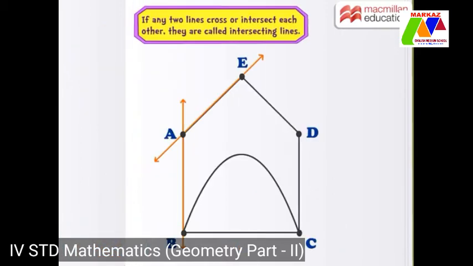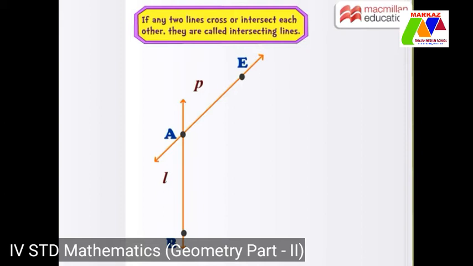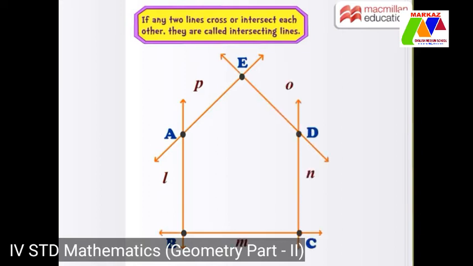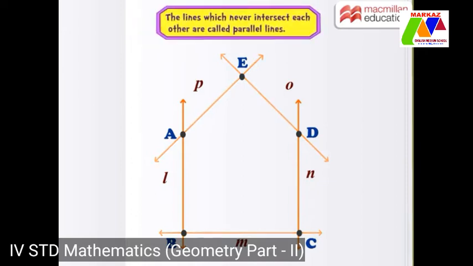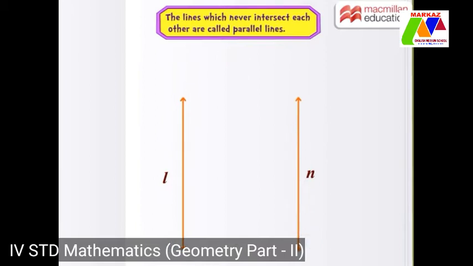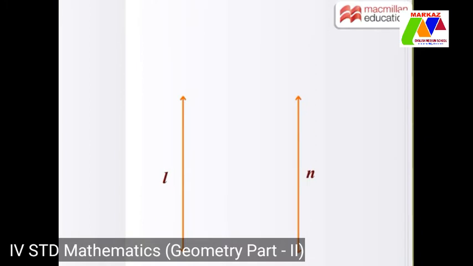Furthermore, if any two lines cross or intersect each other, then we call them intersecting lines. Look, there are many intersecting lines in our figure. Some lines never intersect, for example, the lines L and N. These never intersecting lines are called parallel lines. Today we will study angles in detail.